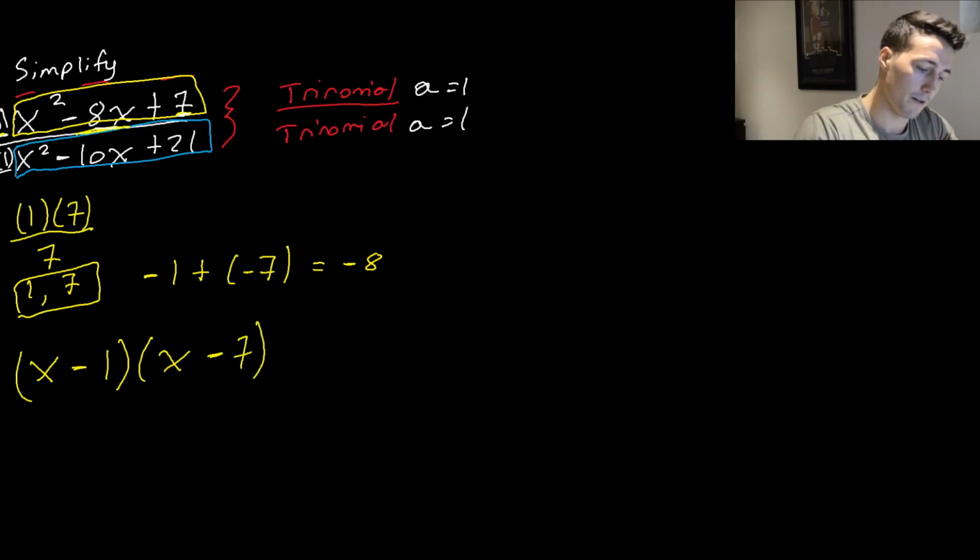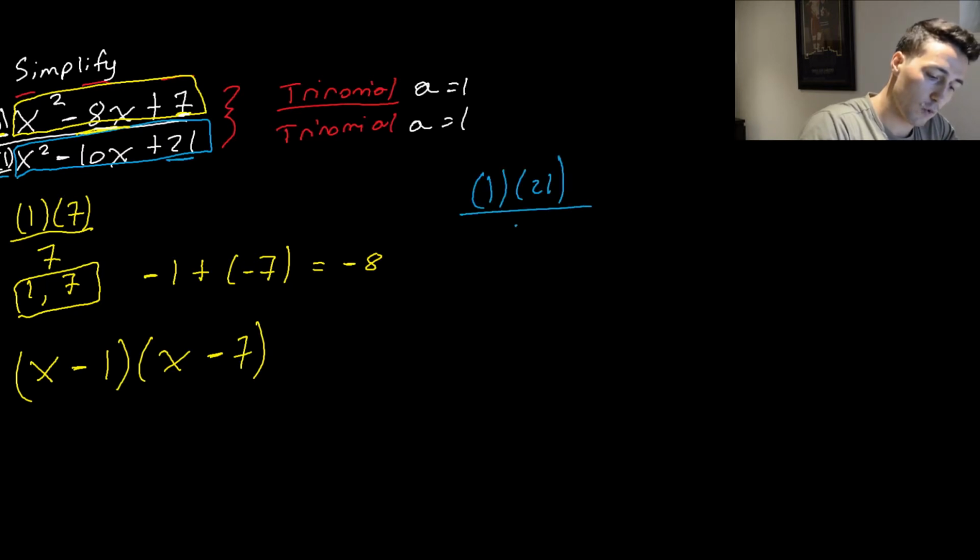For the denominator, we look at it, and again, we follow a similar process. We're going to do 1 multiplied by 21. So 1 times 21, and that's going to give us 21. And we can list all the factors of 21. So we can do 1 and 21, and we can also do 3 and 7.